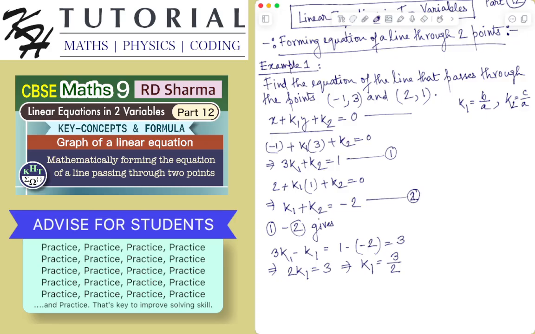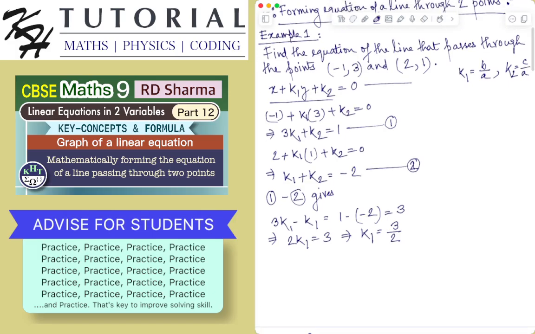I hope I am not making any calculation mistakes. Let me check once again. Satisfying -1, 3, I get -1 plus k1 into 3 plus k2 equals 0, which is 3k1 plus k2 equals 1. Then satisfying 2, 1, I get 2 plus k1 into 1 plus k2 equals 0, which is k1 plus k2 equals -2. So now I got k1 as 3 by 2.